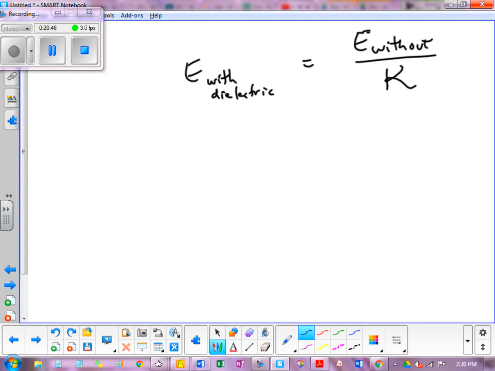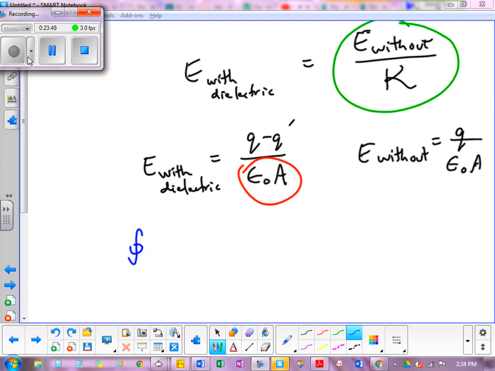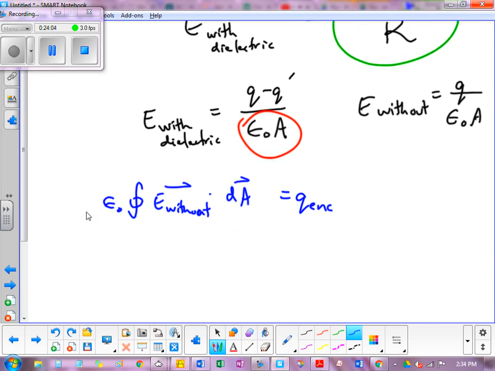Okay, so our Gauss's law without a dielectric looks like this, right? Q enclosed. This is without. And the Gauss's law with the dielectric looks like this.